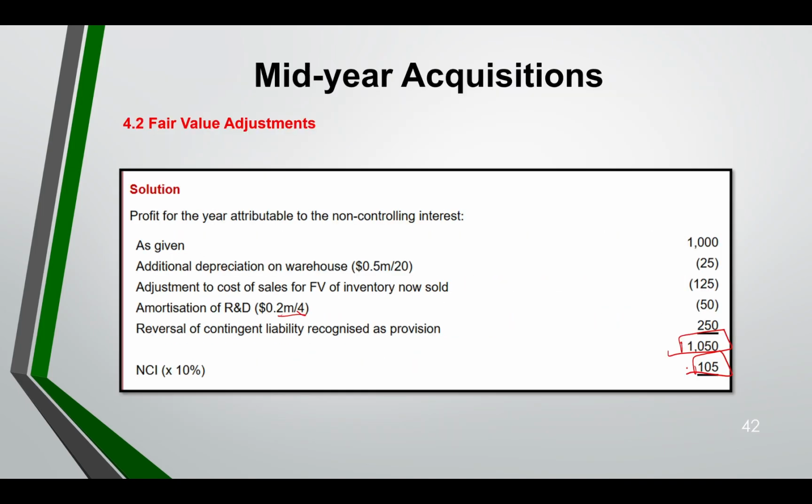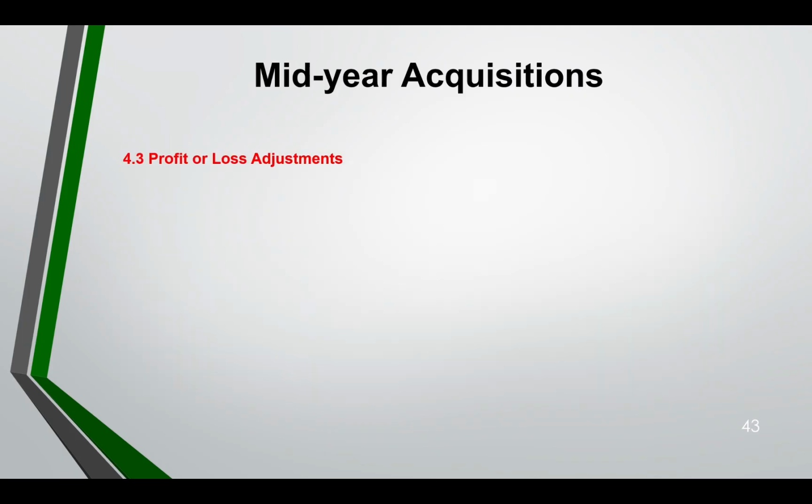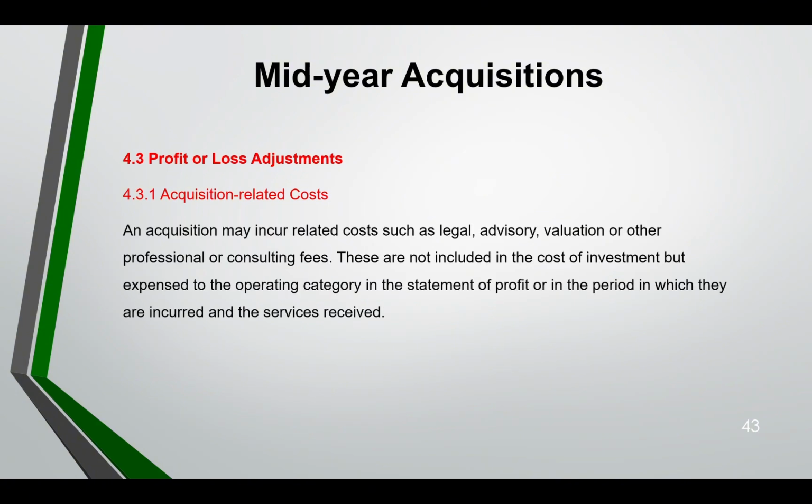Okay. Now, profit or loss adjustment. So from fair value, we are moving on to profit or loss adjustments. We have acquisition related cost. An acquisition may incur some cost. It could be legal, advisory, valuation, or professional or consulting fees. This cost, you do not include them in your cost of investment. Rather, they are expensed, which goes in a statement of profit and loss under operating category. Okay, so you have to remember whenever you are given this cost, they are not part of cost of investment, rather, they are expenses.